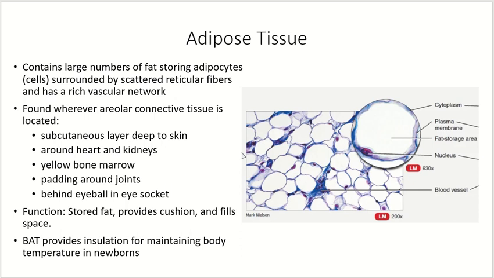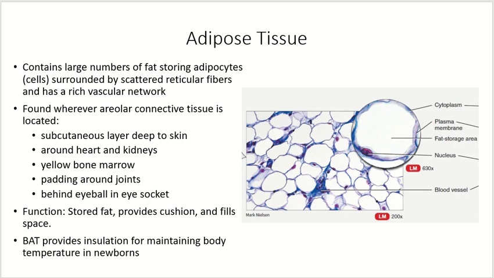Next, we have the adipose tissue. This is an interesting type of tissue. It's going to contain large numbers of little fat-storing adipocytes, the cells that are responsible for holding on to all those little lipid droplets. These are going to be surrounded by scattered reticular fibers, which we can see in blue there. And they're also going to have a fairly rich vascular network.